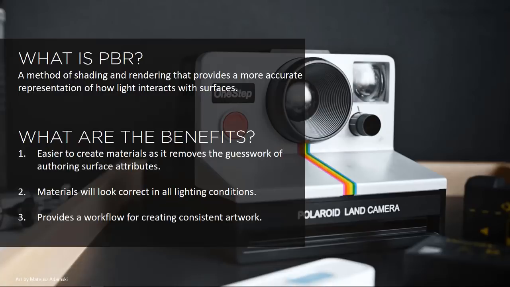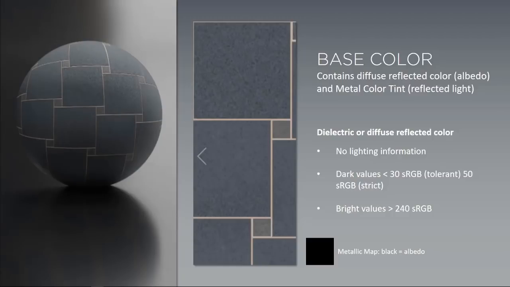And so here on this next slide is where I want to start to talk about what these maps are, what they actually represent, and some guidelines for how to author them. The first one I like to start with is this base color map. This base color actually contains two pieces of information, I like to say. It contains diffuse reflected color, which is sometimes referred to as albedo. It's just another word that you may hear often when talking about PBR. And then it also contains the metal color tint.